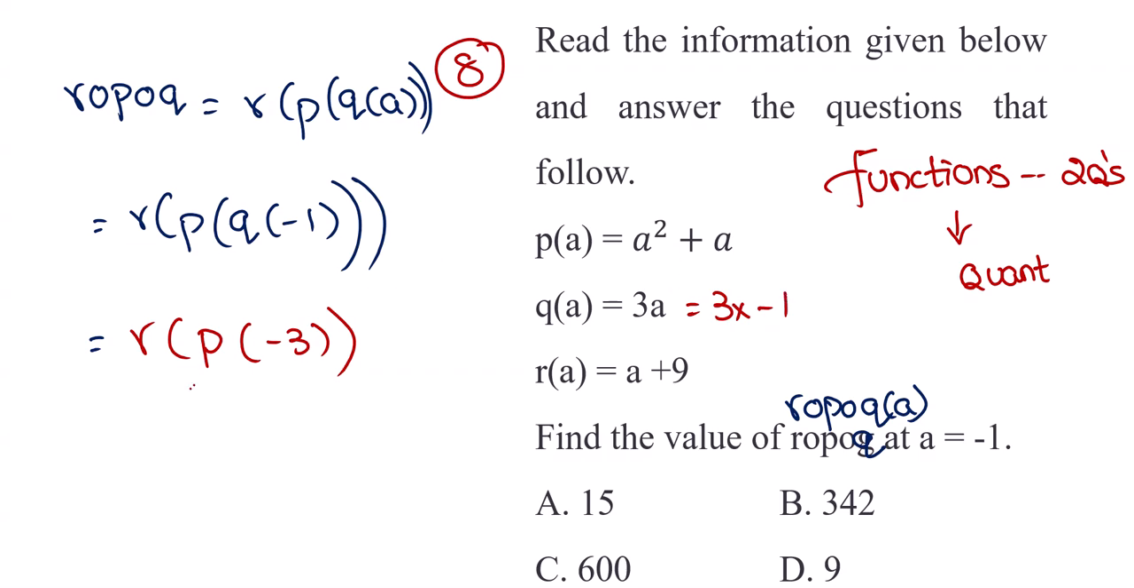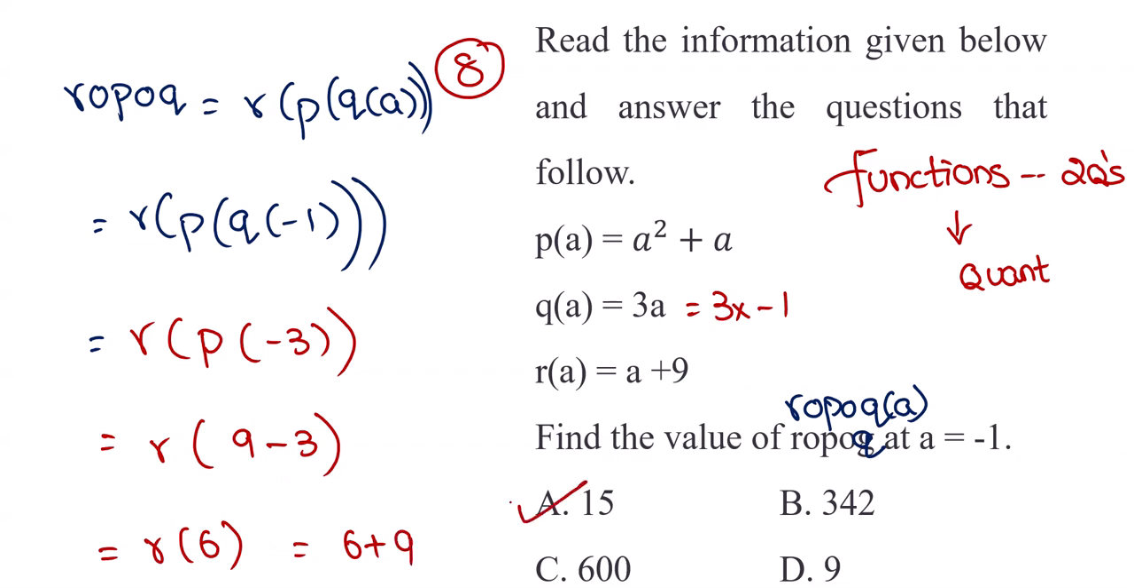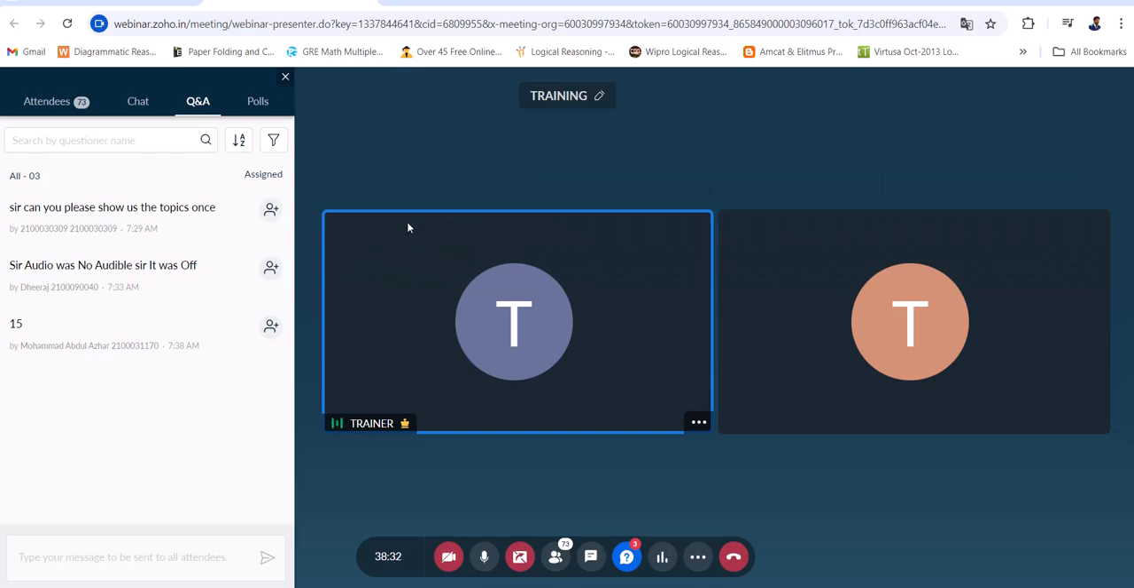Then P of -3. Wherever A is there, put -3. So -3 whole squared is 9, 9 minus 3 is 6. We get R of 6, then 6 plus 9 is equal to 15. So option A is correct, 15 is the correct one. Option A is perfectly suitable here. In functions, they define certain functions and your job is simple: apply them. Nothing to worry.